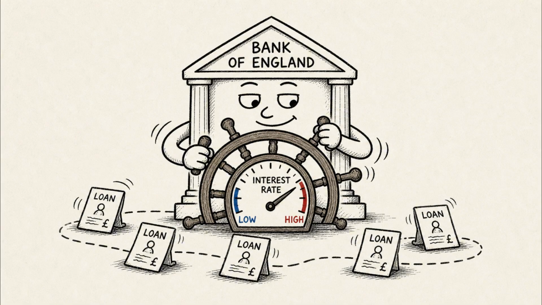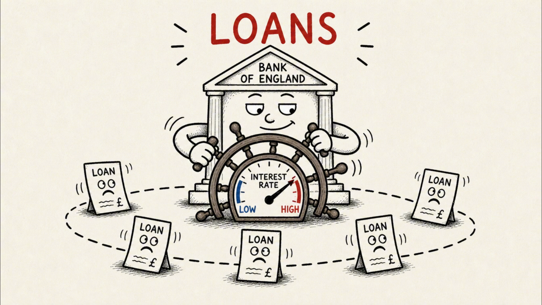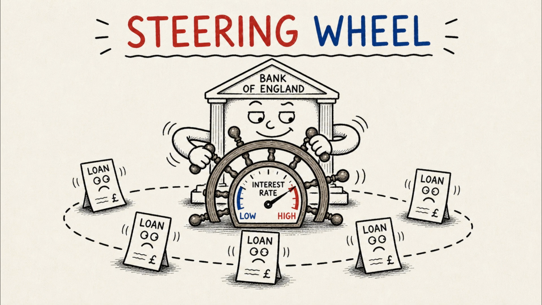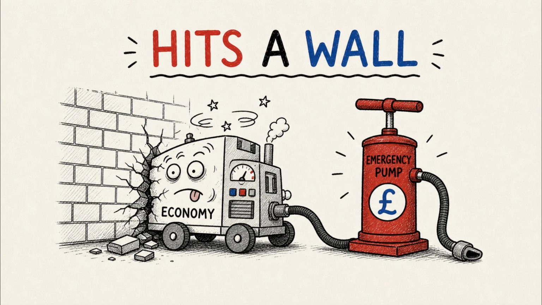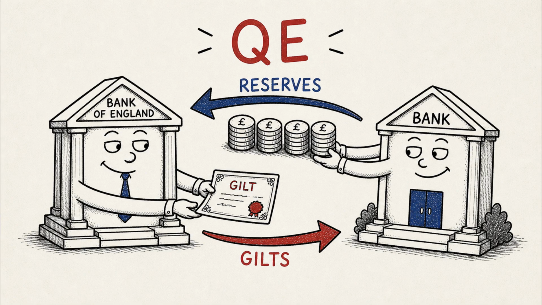Now, most of the time, the Bank of England influences the economy mainly through interest rates. That affects borrowing costs. Mortgages get cheaper or more expensive. Business loans get cheaper or more expensive. Savings rates move. Asset prices react. People spend more, spend less, borrow more, borrow less. That is the normal steering wheel. But sometimes the economy hits a wall. After the financial crisis, during the pandemic, during periods where interest rates are already extremely low and the system still looks frozen, at that point the Bank of England reaches for a different tool, quantitative easing, or QE, which is an impressively dull phrase for something that can move hundreds of billions of pounds.